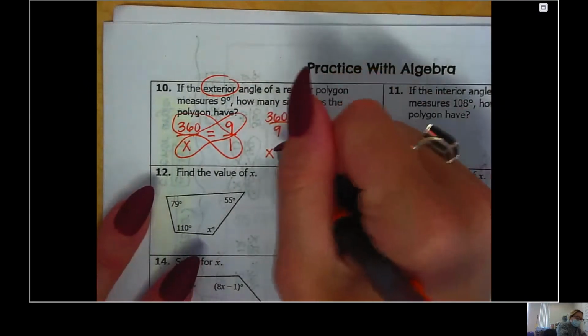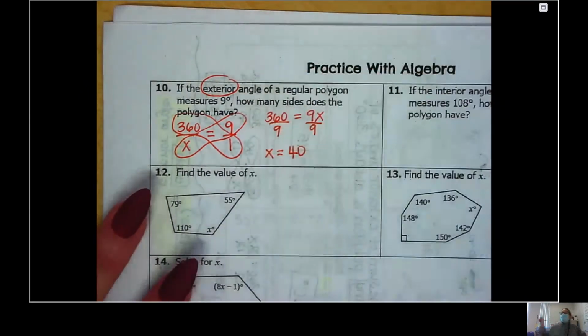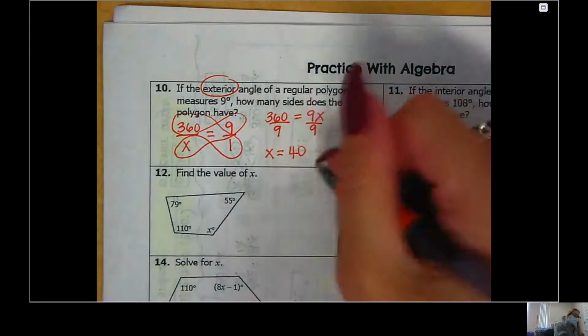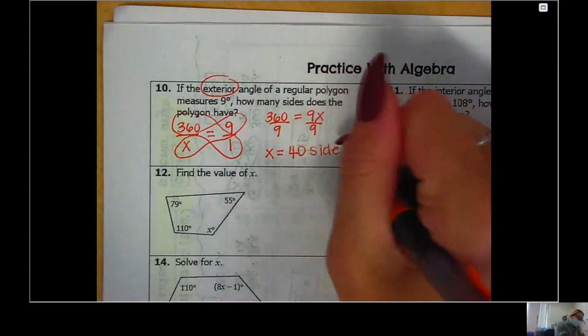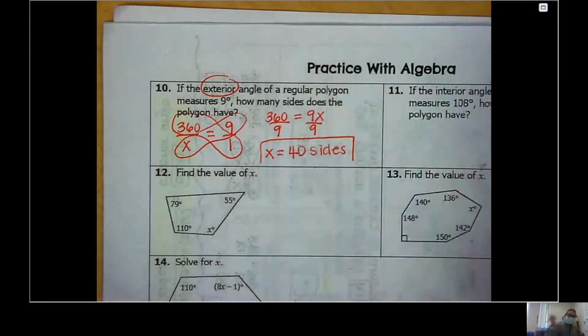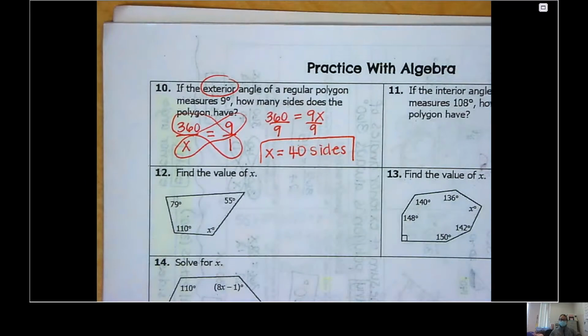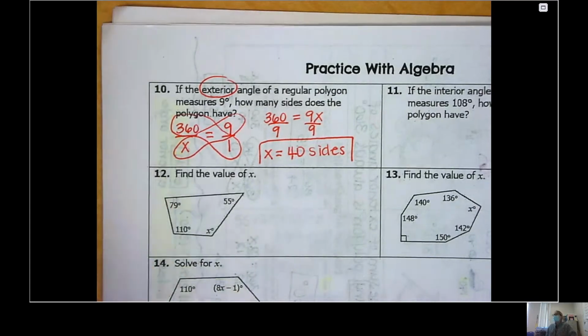And I get x equals 40 what? Good, good, good. You guys are killing it. 40 sides. Perfect. That was it. So as soon as you see that word exterior, you know you are setting up an equation that looks like that one. Okay?